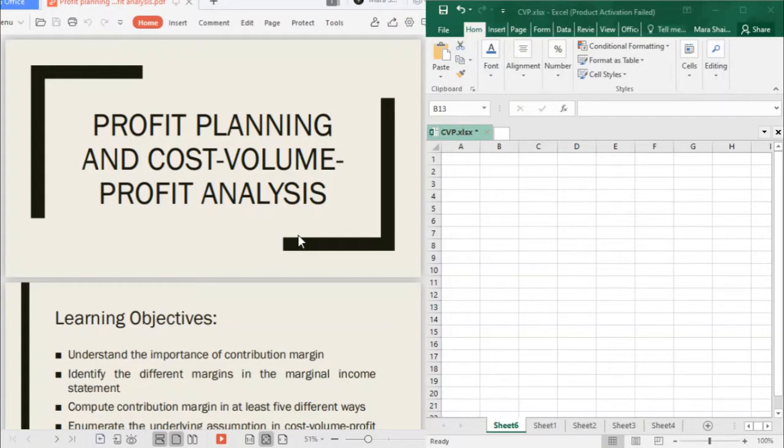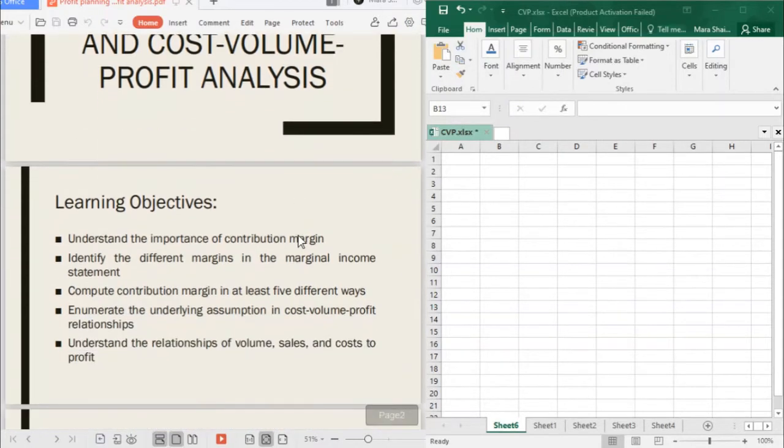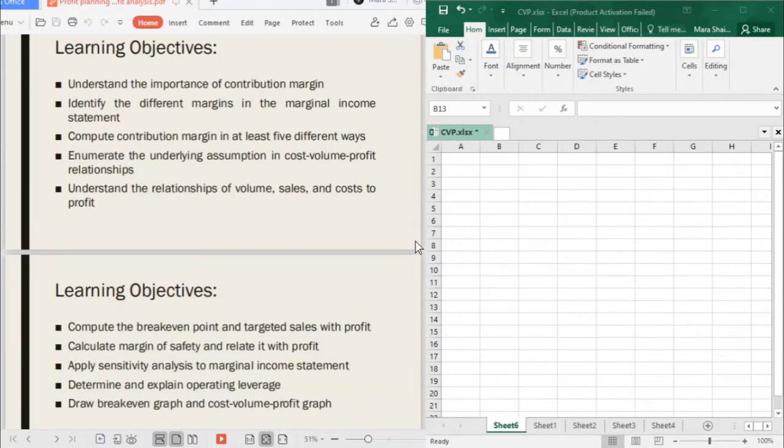For this discussion, I will be talking about profit planning and the cost volume profit analysis. First, let's know the objectives of this chapter.